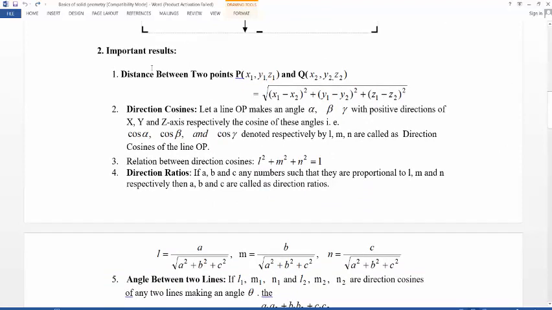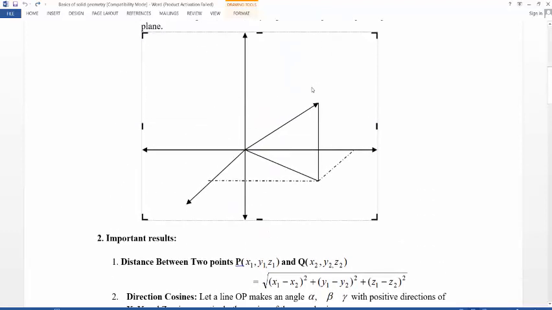Now let us go for some important result. We can find the distance between 2 points, say P and Q. P point having coordinates say x1, y1, z1. Q point having coordinates say x2, y2, z2. These are point in space. If these are point in xy plane, then coordinate of P will be x1, y1 only, and coordinate of Q will be x2, y2. But to describe the point in space, we have to describe suppose.